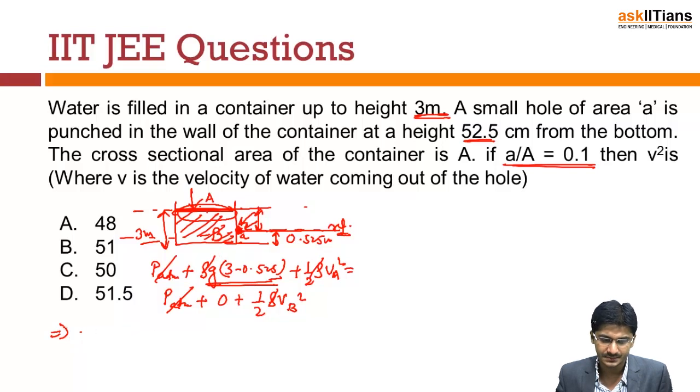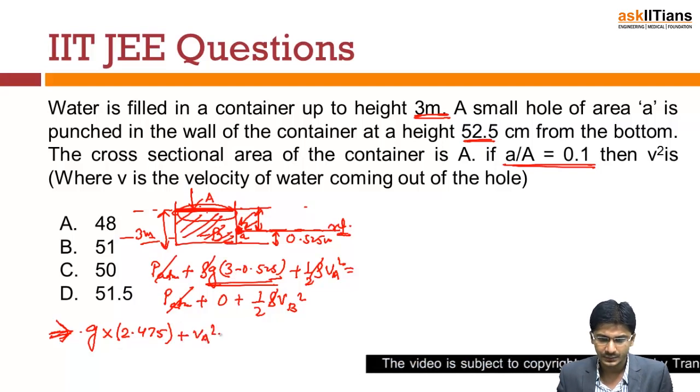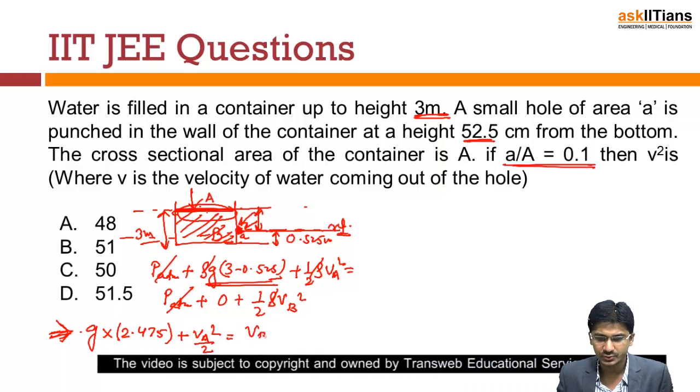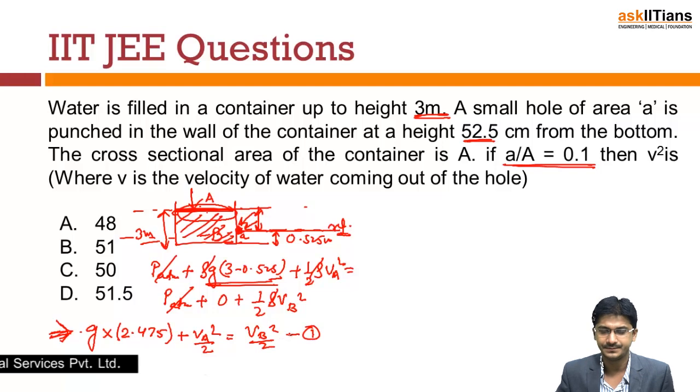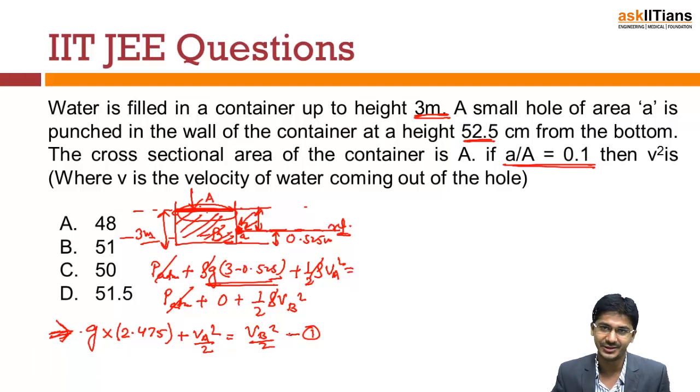So what you have is g into 3 minus 0.525, which is 2.475, plus v A square by 2 is equal to v B square by 2. Okay, this is one equation. Now we have two unknowns and we still have only one equation. Now how to find it?